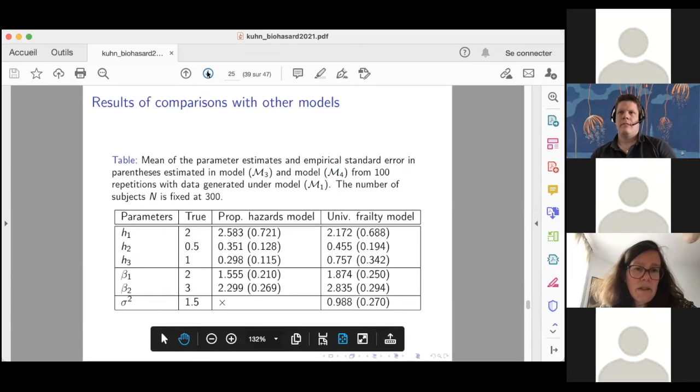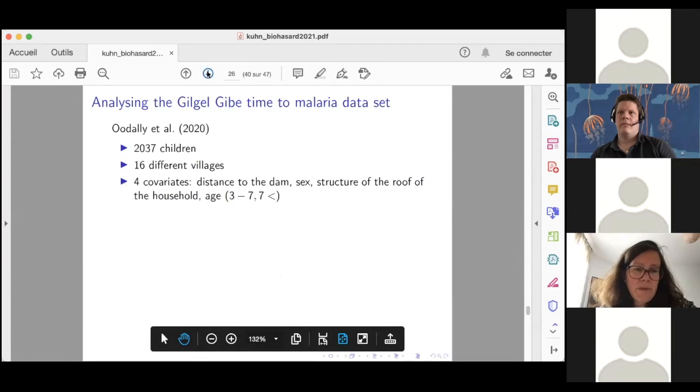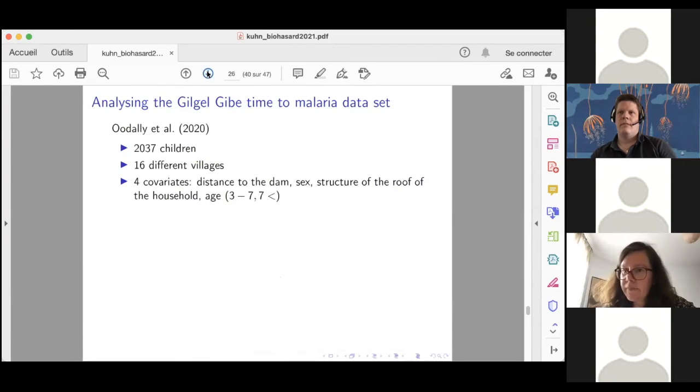And now I will move to, just have a look at the time, it's okay, I need 5 minutes, I think, to the analysis of the data set from the Gilgal-Gibber malaria infection time.